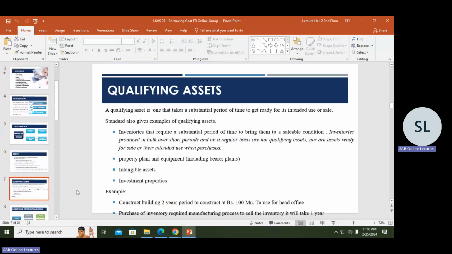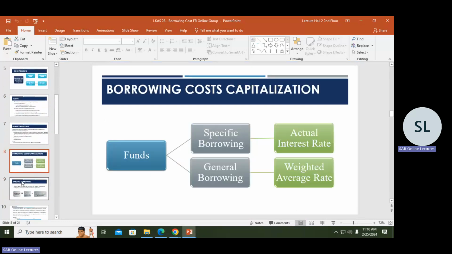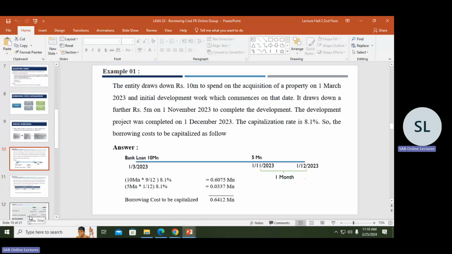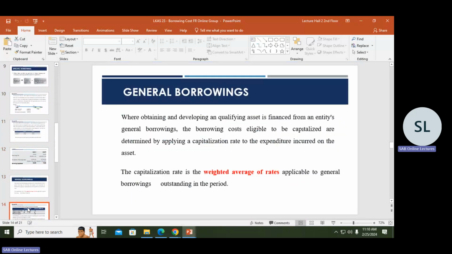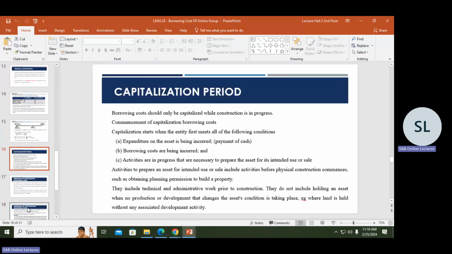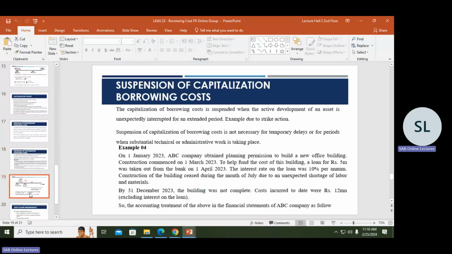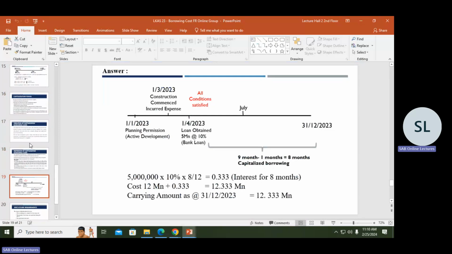Yeah, qualifying asset, type of qualifying asset, example, specific borrowing, general borrowing, and formula. This is okay, right? You can have more elaboration. Normally, the report should cover 10 to 15 pages, right? A4, 10 to 15 pages. You can have the report, normal reporting guideline, Times New Roman, 12 font size. Those are the usual guidelines.